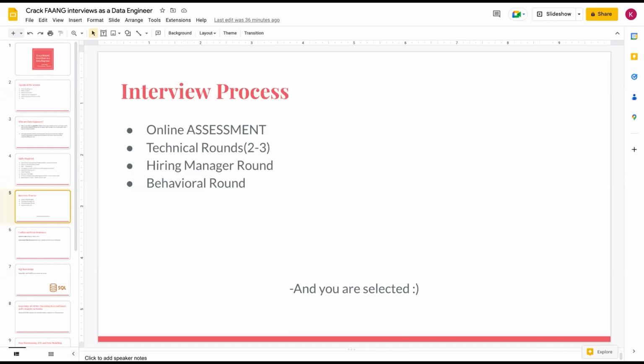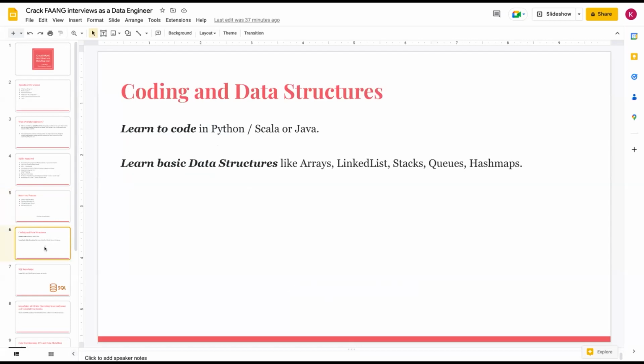And non-FAANG companies also have a similar kind of interview process. There could be 1 or 2 rounds, maybe less or maybe more. I don't want to say anything about it, but it is kind of similar for both FAANG and non-FAANG companies. And once you clear all these rounds, you are selected, right? Okay, now I hope the interview process is clear to all.